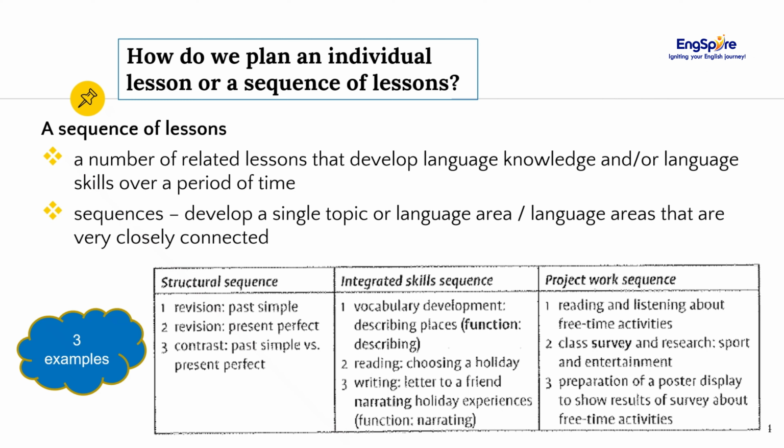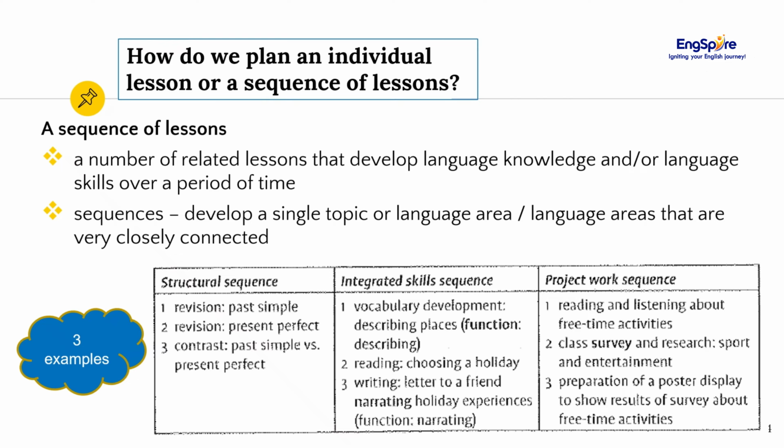The second one is an integrated skills sequence. Here, the lessons combine different language skills. Learners first learn vocabulary for describing places, then practice reading by choosing a holiday, and finally use what they have learned to write a letter to a friend about a holiday experience. In this sequence, vocabulary, reading, and writing all support each other.